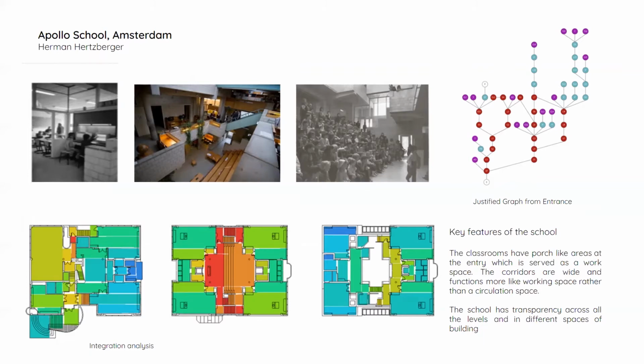There are two aims of the architect. One, to remove the threshold between the classrooms and the corridors, and other, to have transparency across all the levels and different spaces. He tried to achieve it by making wider corridors and designing the floors in such a way that you can have visual contact to other spaces of other levels. From the integration map, you can see that the central space and the corridor space are more integrated.